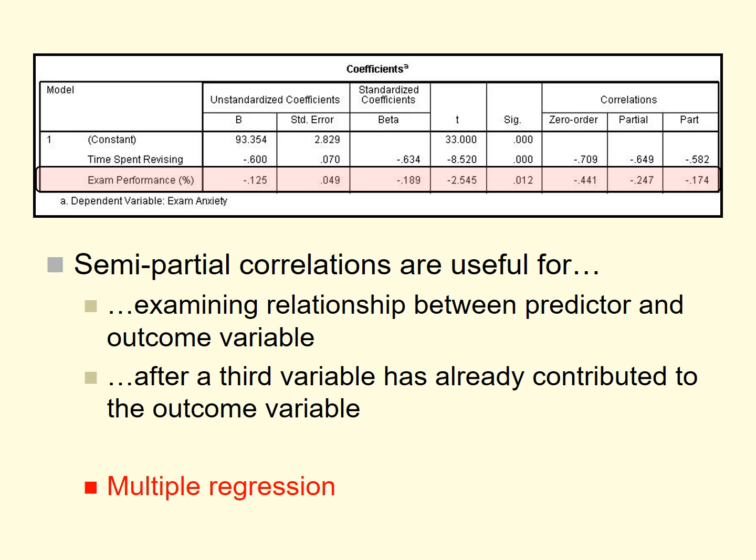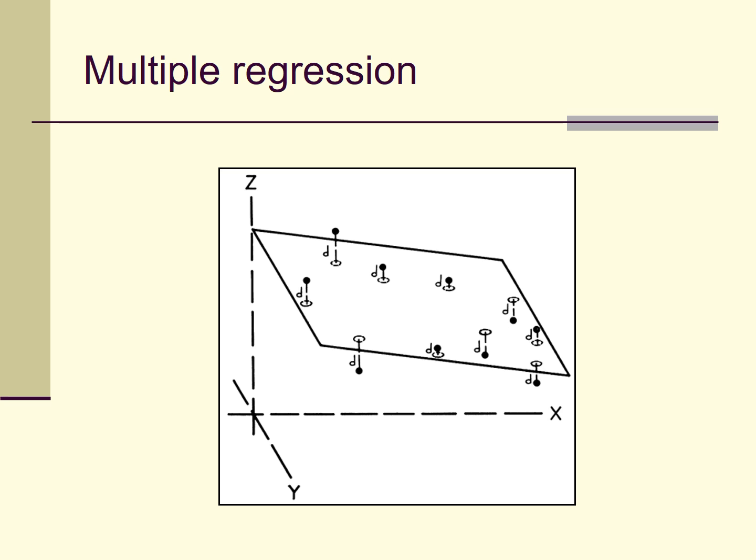Now, semi-partial correlations are useful for examining the relationship between a predictor and an outcome variable after a third variable has already contributed to the outcome variable. That is, after we've already taken into account the effect that a third variable has on that outcome variable. And that idea of looking at relationships after other relationships have been taken into account is the heart and soul of multiple regression analysis, or at least the way we often do multiple regression analysis in psychology. With that in mind, let's move on and talk a little bit about multiple regression.